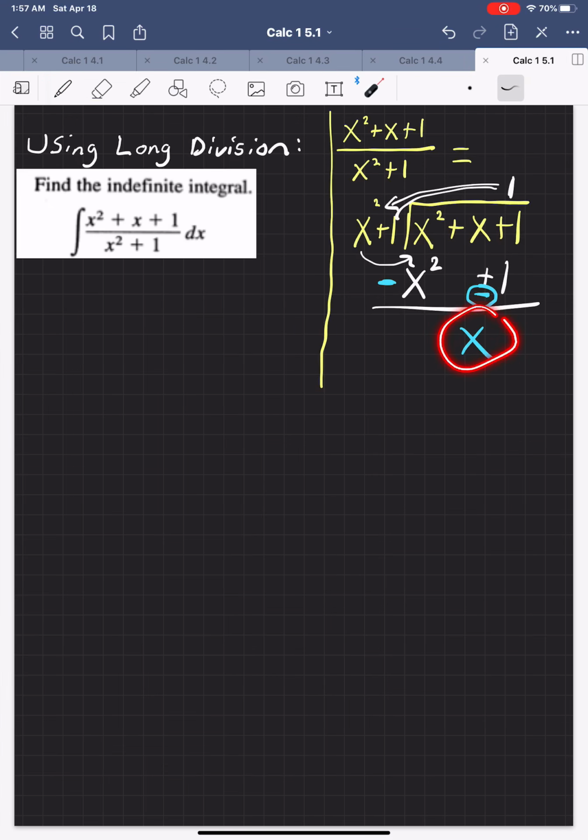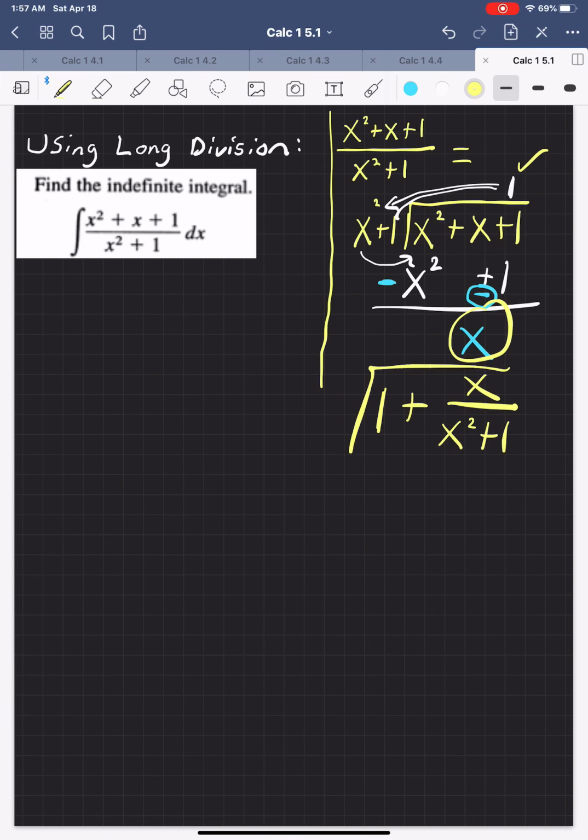Listen, you don't get to leave this out. This is the remainder, right? This is just like if something cost $4.90 and you give somebody a $5 bill, you want your change, right? You want your remainder, so don't leave it out. In this case, the answer is going to be 1, right? This 1 plus, don't forget about the remainder, so plus x over x squared plus 1.